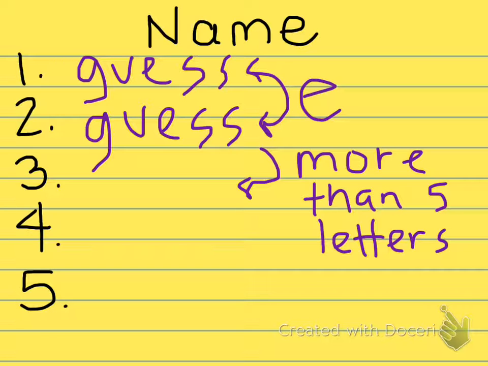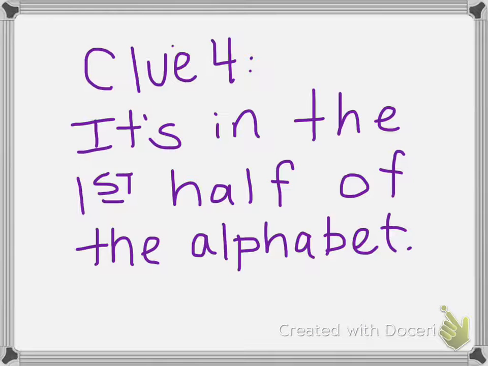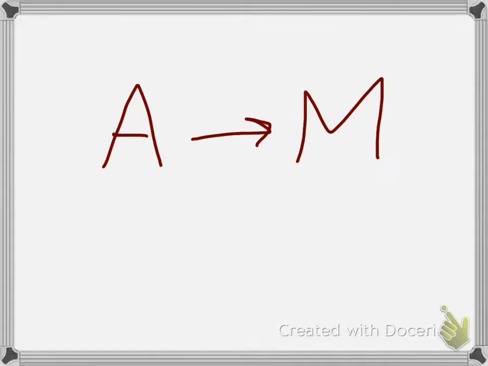Here comes the clue for number 4. The clue is, it's in the first half of the alphabet. Now the alphabet is 26 letters long, so the first half would be letters 1 through 13, which means A through M. So if you look on the word wall, it's going to be between A and M. If the word you have written down is after M, like it starts with an N or it starts with an S, you have to change your guess.